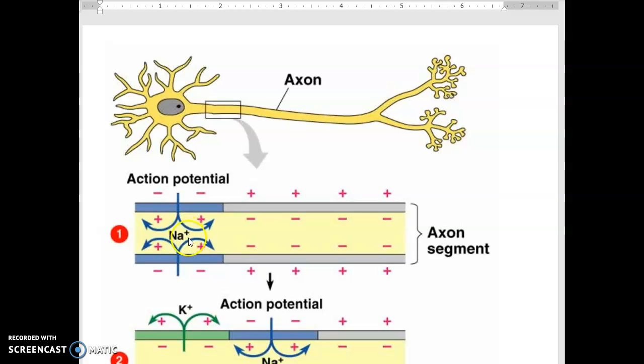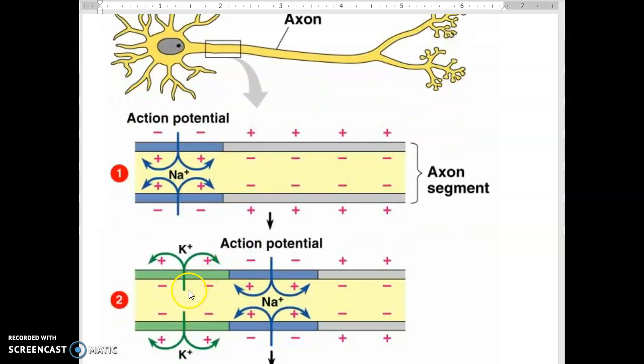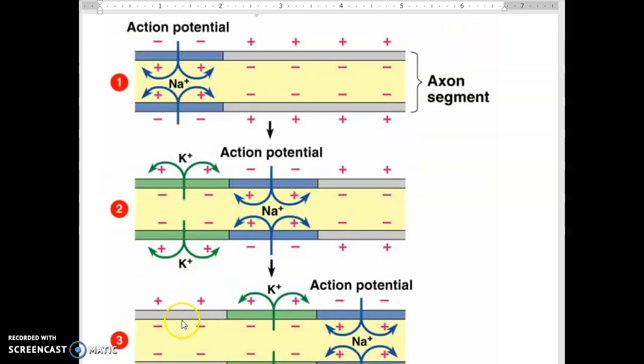Now, when the sodium rushes in like this and makes the inside of the cell more positive and the outside more negative, that allows potassium to leave. It's also kind of stuck in here because of the environment inside and out. Pluses don't like pluses, they repel. But now, with a negative charge on the outside, the potassium can rush out. And it'll keep rushing out until it's back to normal. It's back to its resting state.